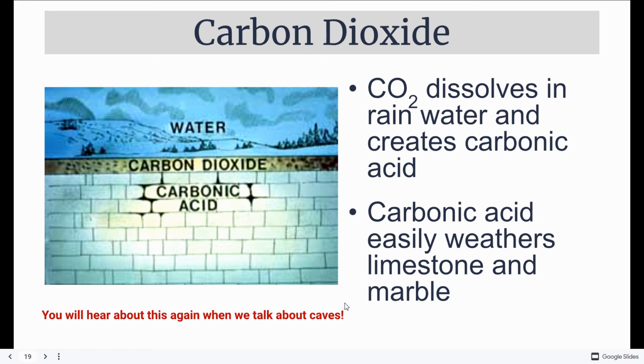So when you release carbon dioxide, if you have water around, you're going to have those combine and become carbonic acid. Carbonic acid is going to weather limestone and marble. It's going to eat away at it. So that's that chemical that's going to dissolve the rock minerals. You're going to see this happening again when we talk about caves. You'll see some examples of this and some pictures of this happening.